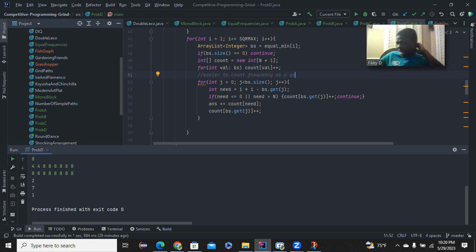It's easy to count frequency as you go, versus like okay, I have eights, but I don't want to include that one, but then I might go back. Yeah, it's just easier to count frequency as you go. Definitely.